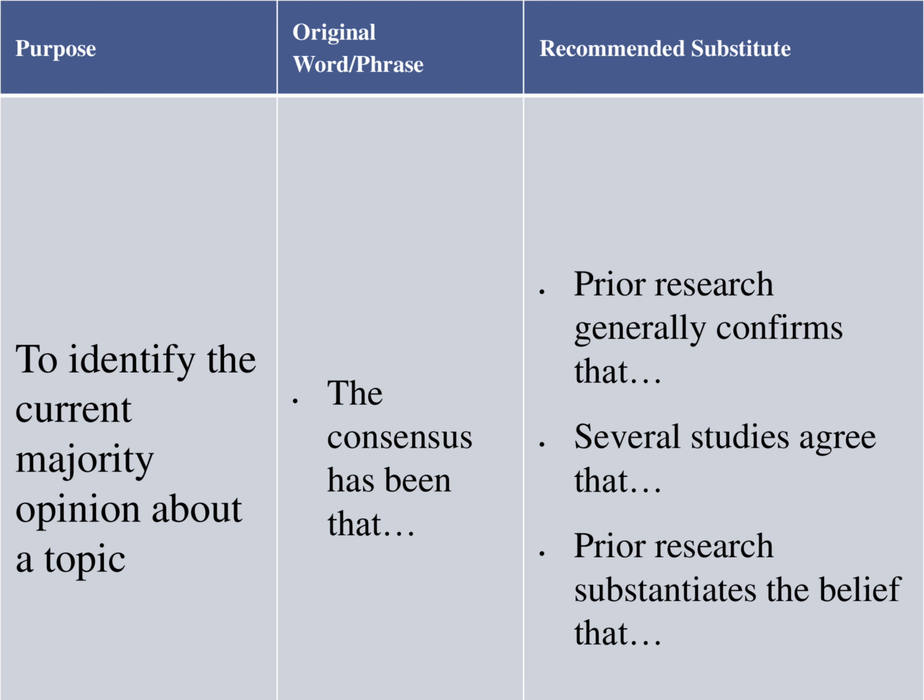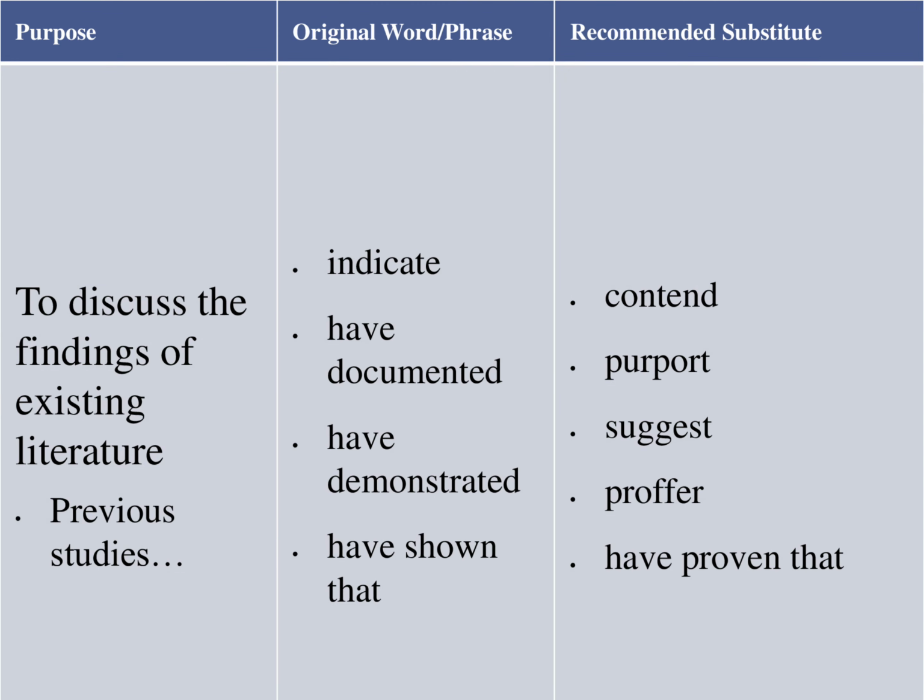To identify the current majority opinion about a topic, instead of writing the consensus has been that, we can write prior research generally confirms that, or several studies agree that, or prior research substantiates the belief that. Next, to discuss the findings of existing literature, instead of writing previous studies indicate or have documented or have demonstrated or have shown that, we can write previous studies contend, purport, suggest, prefer, have proven that.